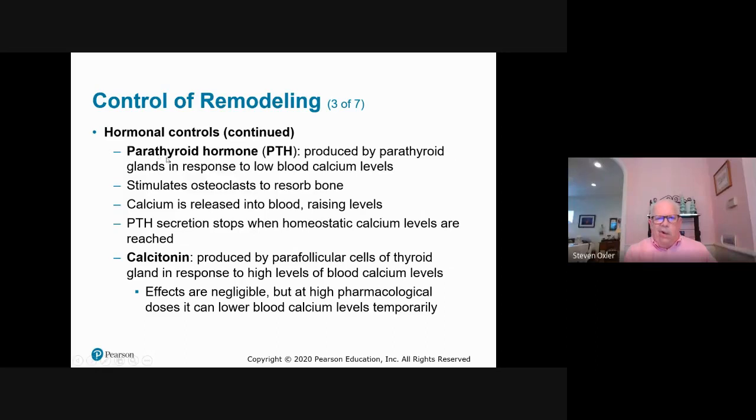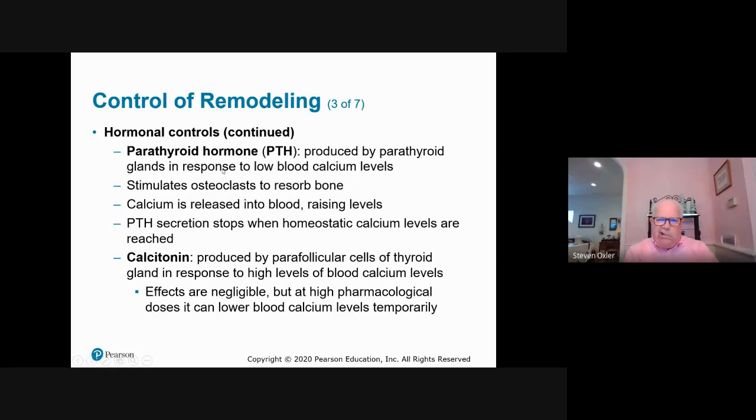You don't really have to know much about them because you're going to have much more about them in Bio 114, but parathyroid hormone increases blood calcium levels. When you increase blood calcium levels, you stimulate osteoclasts to break down bone so that calcium can be released into the blood, raising blood calcium levels.